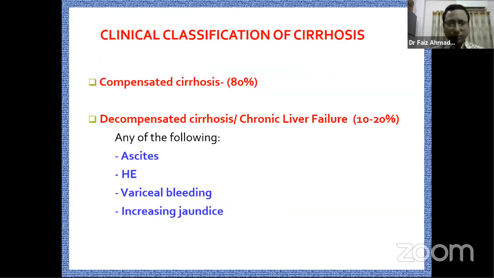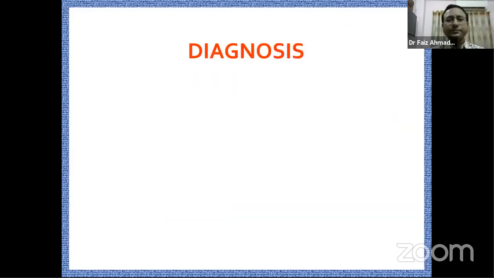Clinical classification of cirrhosis, I have mentioned already: compensated cirrhosis and decompensated cirrhosis. Decompensated cirrhosis is also known as chronic liver failure. You may be asked in the exam when we call a cirrhotic patient decompensated. If one or more of the following develops, then we call it decompensated cirrhosis: ascites, hepatic encephalopathy, variceal bleeding, or increasing jaundice. So if any of these develops in a patient with cirrhosis, we call it decompensated cirrhosis or chronic liver failure.